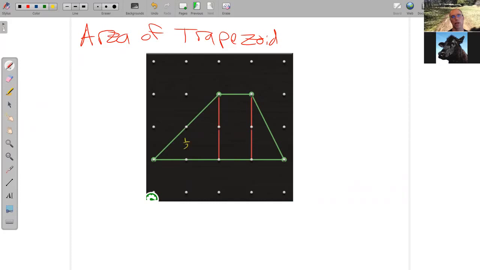So this one would be 1/2 of 2 times 2. Half of 2 is 1 times 2 gives me 2 units squared. This is a rectangle that's 1 by 2, so it should just be 1 times 2. So 2 units squared. And this is 1 by 2, so it should be 1/2 of 1 by 2, which is going to give me 1 square unit. So altogether, this trapezoid should have an area of 2 plus 2 plus 1, or an area of 5 units squared.